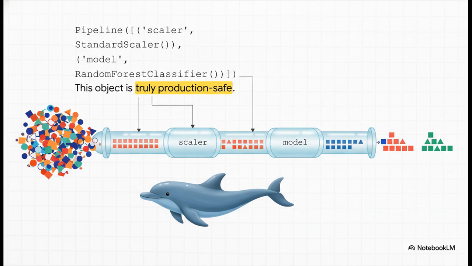And when it's time to go to production, you don't have a bunch of scripts and objects, you have one pipeline object. You call .predict on it and it handles everything in the right order every time. That's what being production safe is all about.